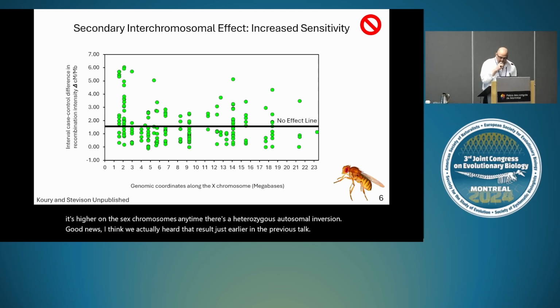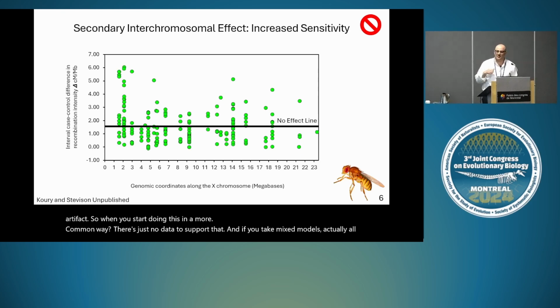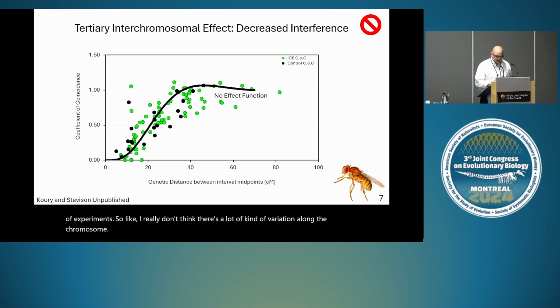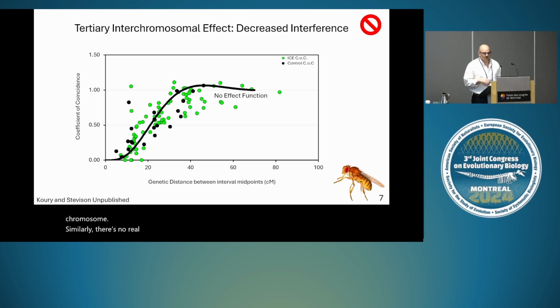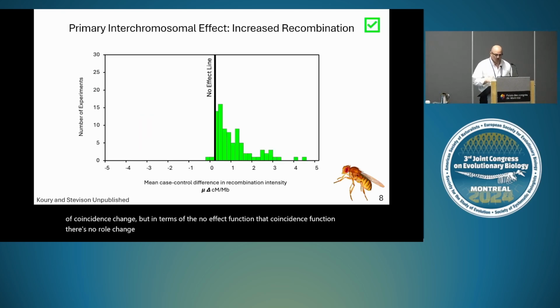In contrast, sometimes you hear this claim that there's extra sensitivity of the centromeric and telomeric intervals to inversion elsewhere in the genome, and that's just a statistical artifact. When you do this in a more common way, there's just no data to support that. If you take mixed models, all those really high estimates up on the top left are coming from one researcher and just a couple of experiments. So I really don't think there's a lot of variation along the chromosome. Similarly, there's no real evidence for an alteration of crossover interference. Yes, coefficients of coincidence change, but in terms of the coincidence function, there's no real change either. So let's focus on this one.